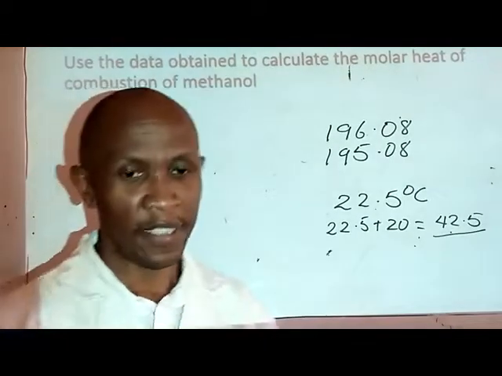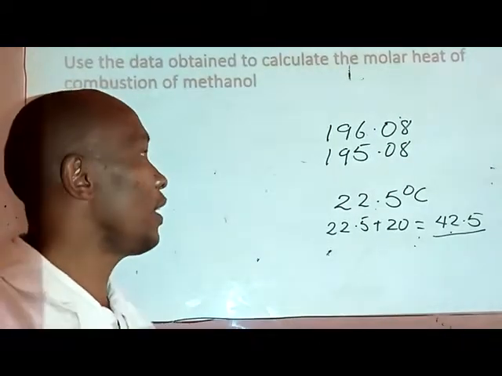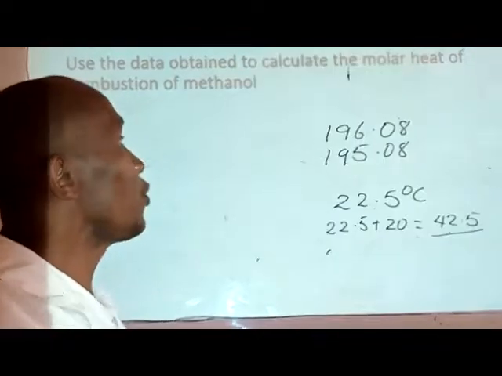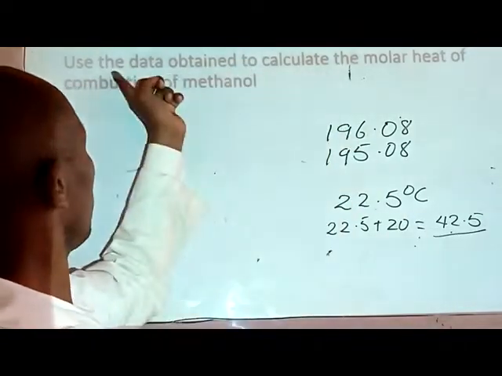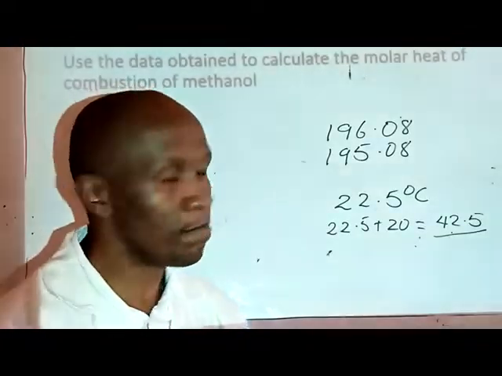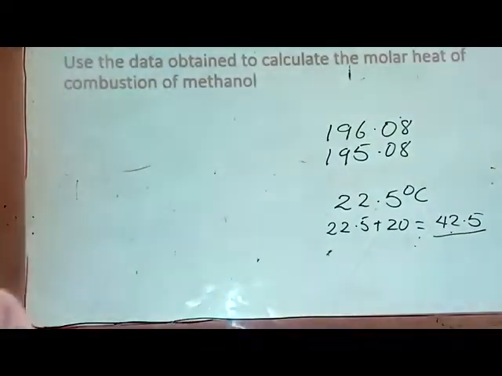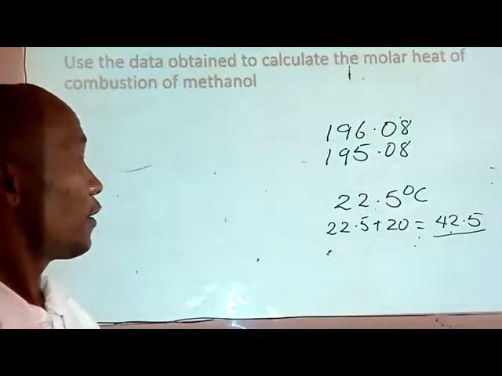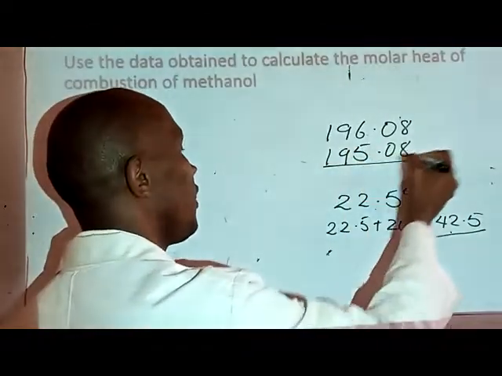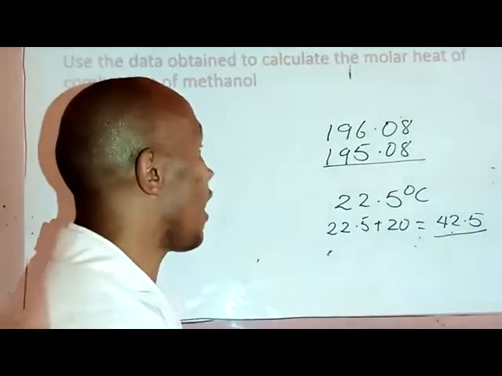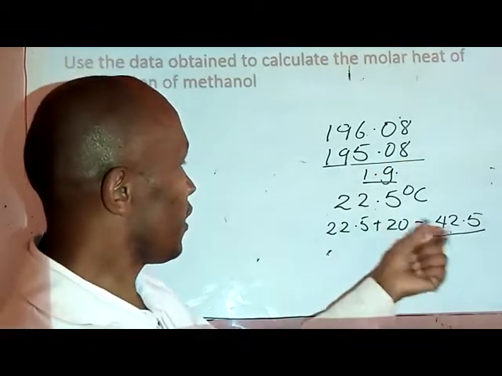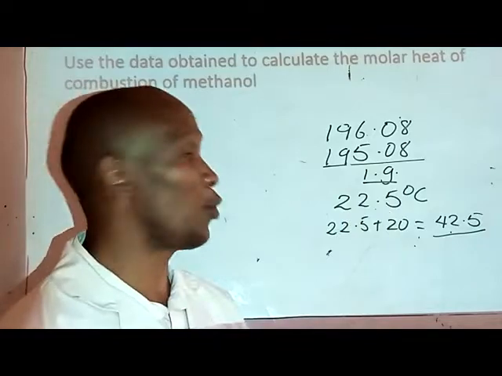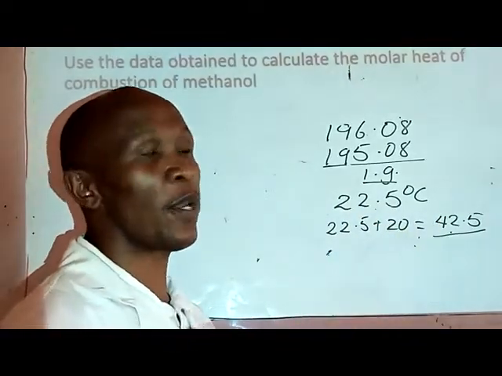Now, using the data that you have obtained from that experiment, let us proceed to work out the enthalpy of combustion. Use the data obtained to work out the enthalpy of combustion of methanol. So the first thing is to get the mass of methanol that has been used. And that, of course, is 1 gram. The change in temperature is, of course, 20.